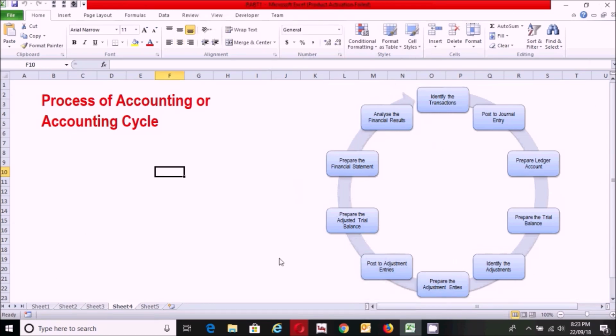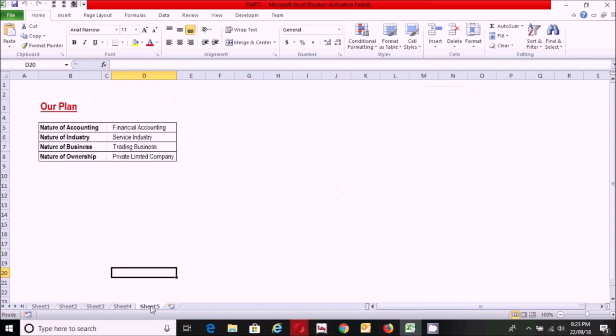So guys, now let me present our next plan. We will go forward based on this criteria in the next video. So this is our plan which will be used in the next video. Before preparation of financial statements, or before use of the accounting cycle, we have to know these four things: what is the nature of accounting, what is the nature of industry, what is the nature of business, and what is the nature of ownership.